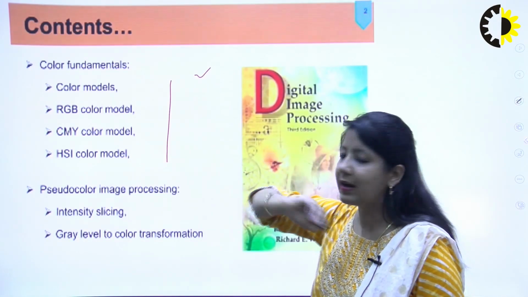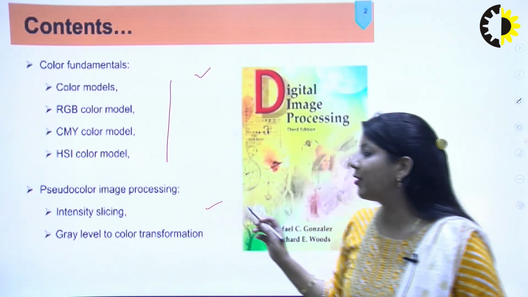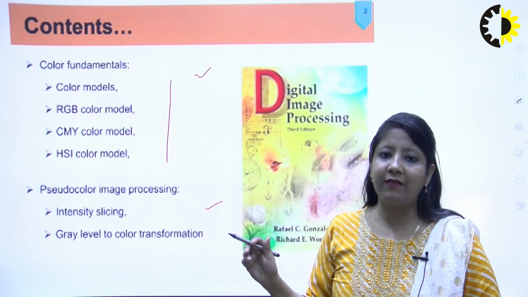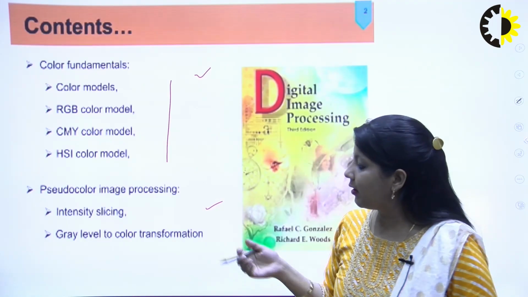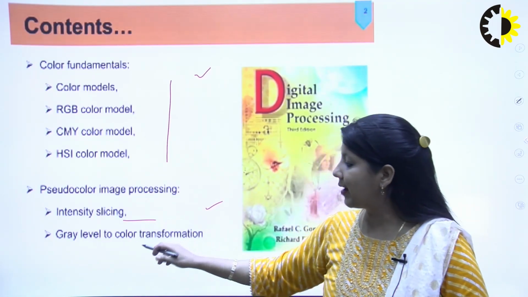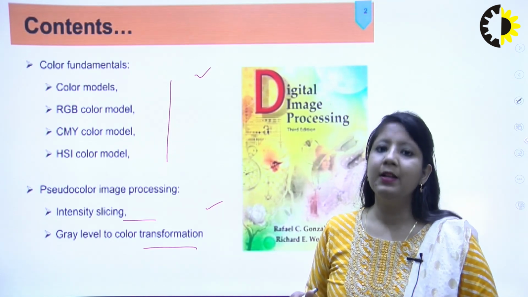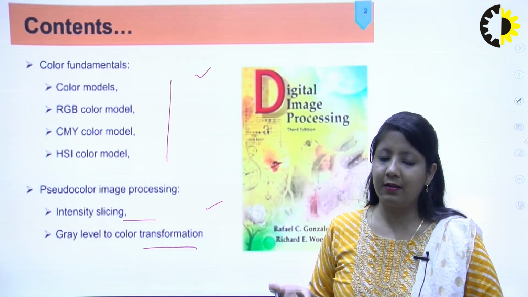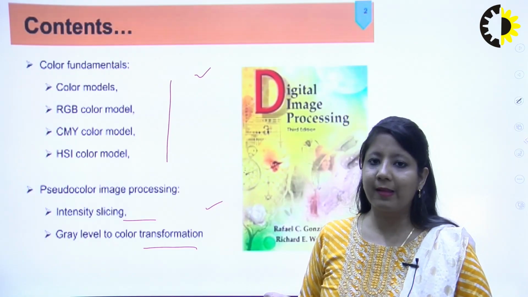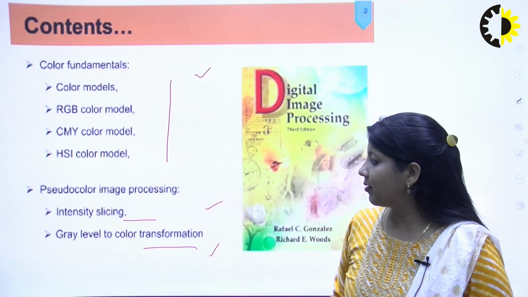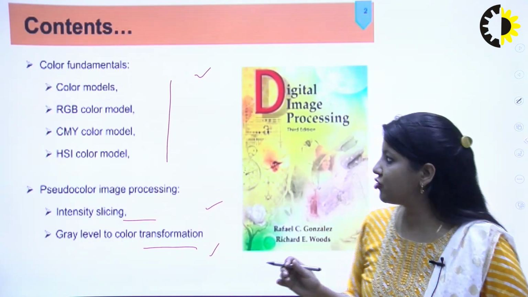The first is color fundamentals and the next is pseudo color image processing, in which we enhance the color image in the form of intensity slicing and gray level to color transformation, as we have already done in Unit 1 when we understood the grayscale transformations. So this is the same as the color image transformation.